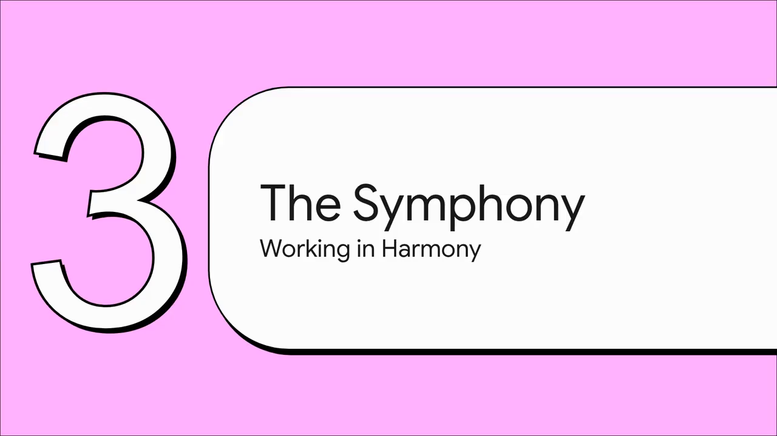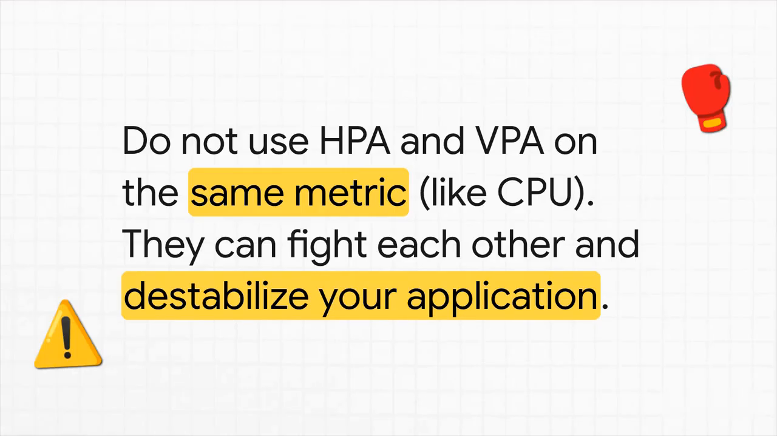Okay, so we've met our rapid responder HPA, our wise optimizer VPA, and our stage crew CA. Each one is powerful on its own, but the real art, the real magic, is getting them to perform together as a seamless, coordinated symphony. Now listen up, because this is probably the most important rule of this whole explainer. You absolutely cannot have HPA and VPA fighting over the same metric, especially CPU.